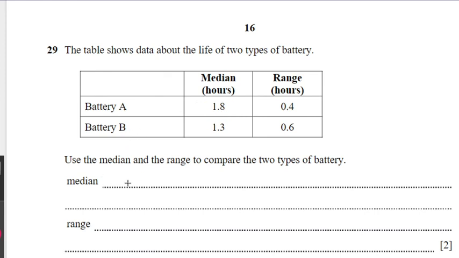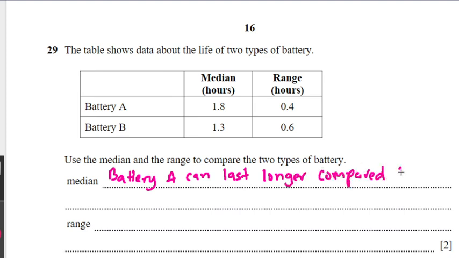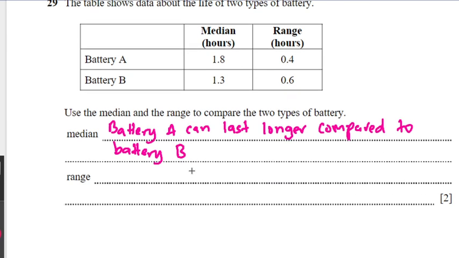More hours. So we write here battery A can last longer compared to battery B. Okay, next one is the range. Okay, as what we discussed in class, we don't prefer bigger range.